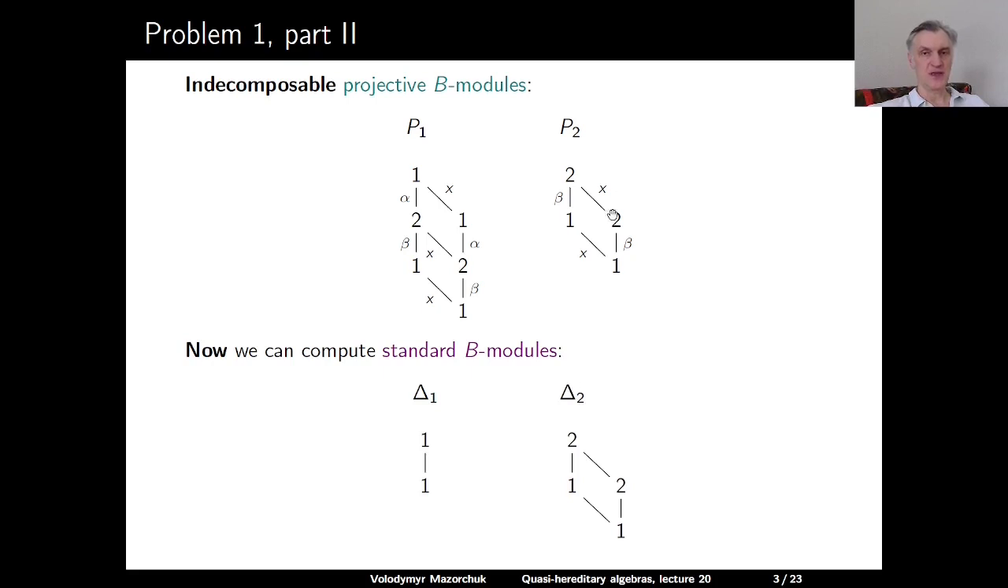So delta 2, the second standard module, is just the projective module. So we have 2 on top, 1 and 2 in the middle, and 1 in the circle. And delta 1 is a quotient of P1 by the trace of P2. So here we see a copy of P2 in P1. When we factor this copy out, what remains is 1 on top and 1 in the circle. This is our delta 1.